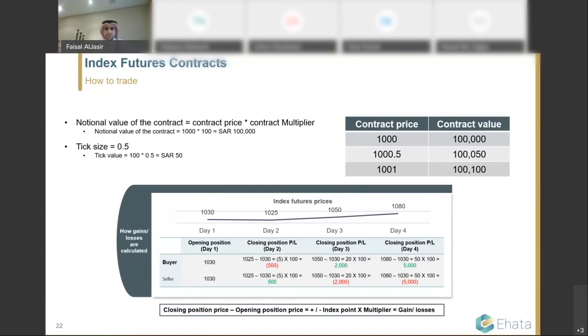So looking at the example here, we would be looking at how gains and losses are calculated in this case. We see down there a buyer and seller, and that's the position in day one. The index future price is at 1030, and this is the same for both buyer and seller at day one, and you can see simple math in day two when the price goes up to 1025.